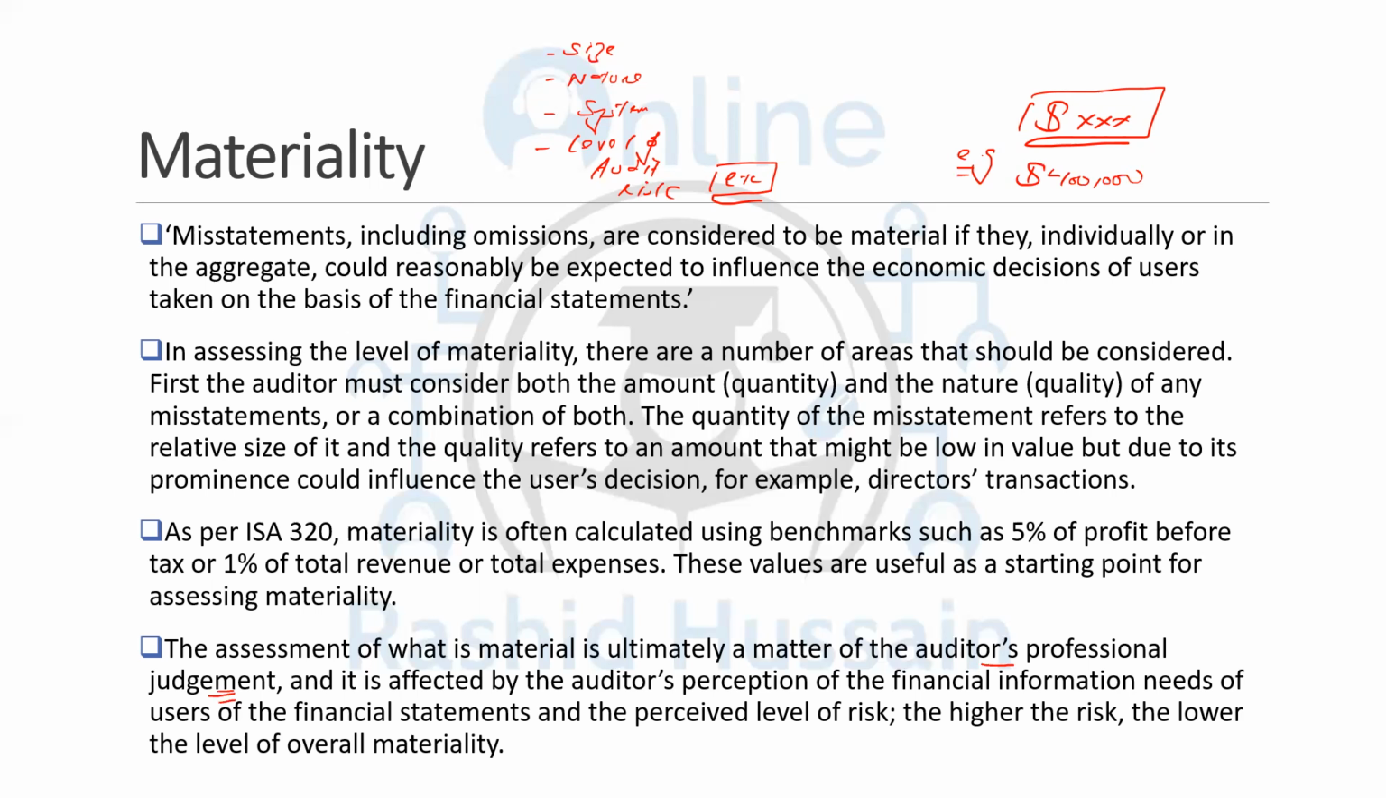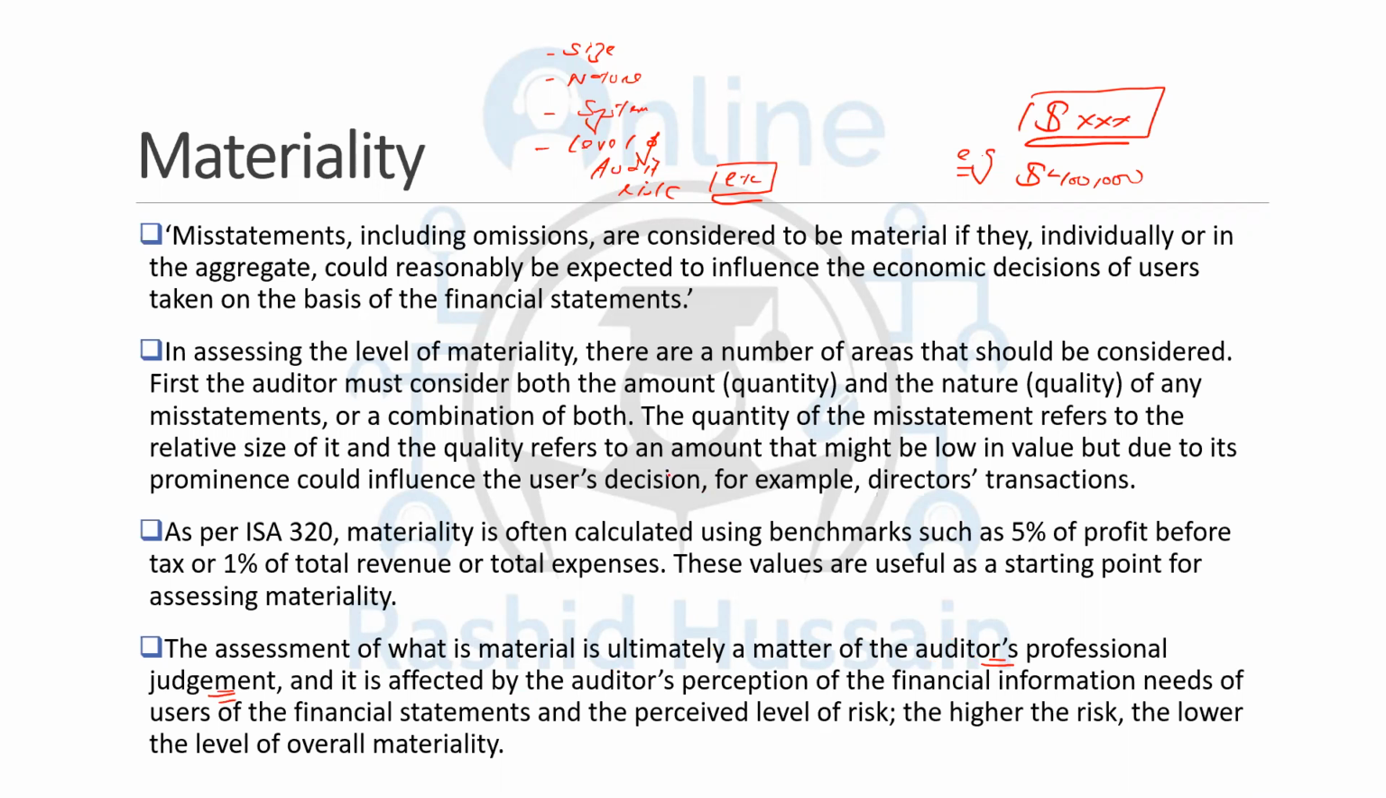Now, maybe for another entity it is $600,000. Maybe for another entity it is $800,000. But being an auditor, I am going to decide the materiality level for every company, considering different factors, which are written right in front of you. So materiality is a matter of the auditor's professional judgment.